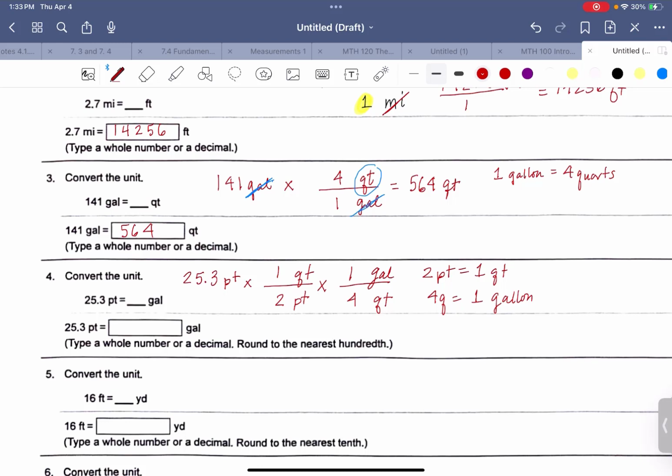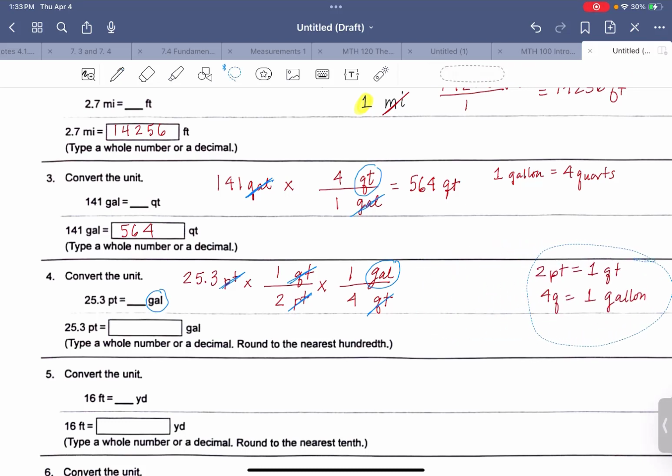So this time, it's not just a matter of multiplying. We're going to have to multiply and divide. So I'm going to make sure my units are right. I get rid of the pints in the first multiplication. I get rid of the quarts in the second multiplication. My final answer will be in gallons, which is what they asked me for. So I multiply the numbers on the top. It's 25.3, and this time there's a 1 and a 1 on the top, so that's just going to be 25.3. But on the bottom, I have an 8. And this is going to be in gallons.